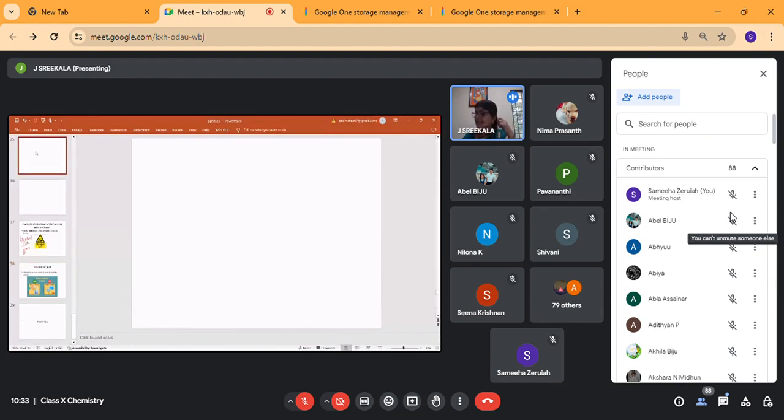Shall I read the question? Yes, ma'am. A solution reacts with the crushed eggshells. Solution plus eggshells. What is present in eggshell? Calcium carbonate. Calcium carbonate is present in eggshell.